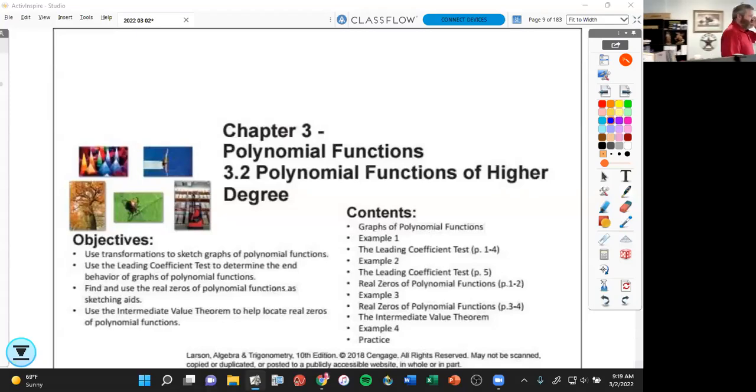3-2, polynomial functions of higher degree. We're going to do transformations. We're going to talk about the leading coefficient and what it does to a polynomial. Real zeros, finding zeros. How do we go about doing that? We're going to talk about something called the intermediate value theorem, which we talk about again in pre-cal and calculus.